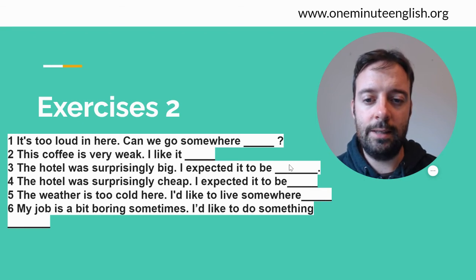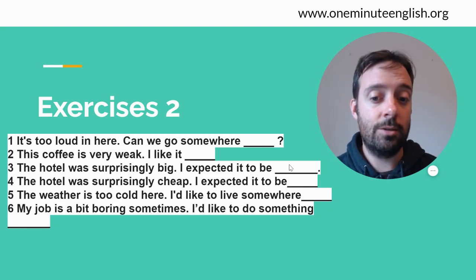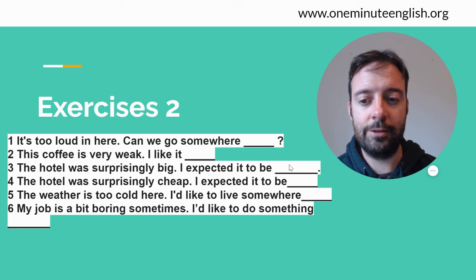It's too loud in here. Can we go somewhere quieter? The coffee is very weak. I like it stronger, right? We had that in the first one.